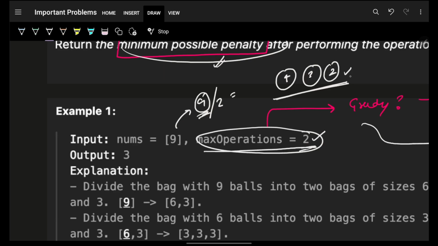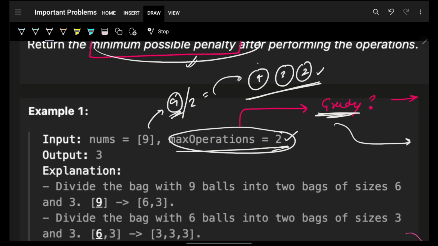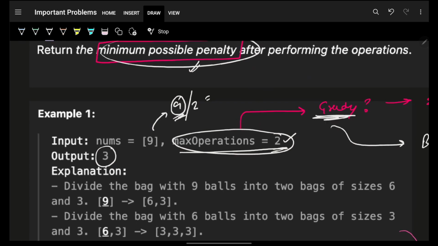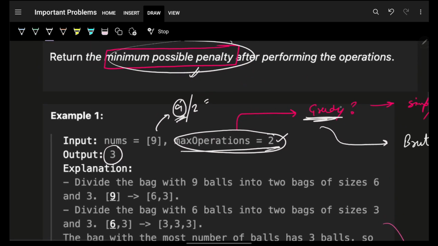Is it correct? Obviously it is not, because in this example itself, by my greedy way I would have achieved a maximum penalty of 4, while the answer is 3. So obviously this is incorrect. Now when this is incorrect, then what? Then again, whenever greedy is incorrect, we tend to go towards a normal brute force way.